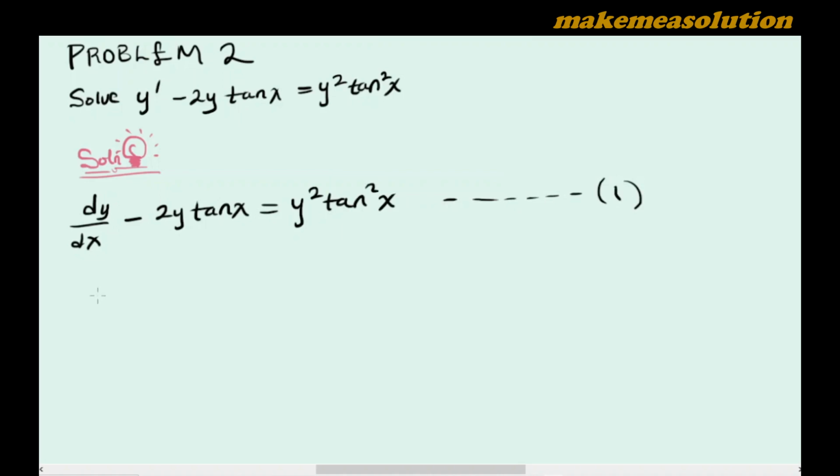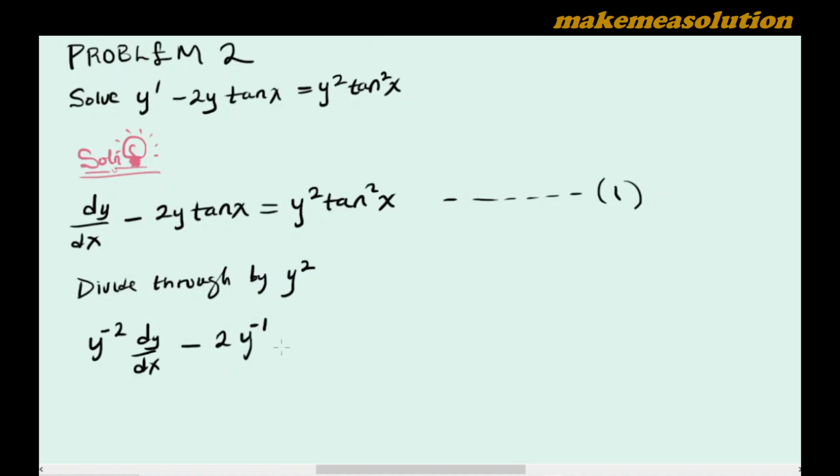So as usual, what's the first thing to do? You divide through. Since this is a Bernoulli problem, divide through by y squared. So dividing through by y squared, you have y to the minus 2 dy/dx, then minus 2. So y divided by y squared should give me y to the power of minus 1, times tan x. And y squared divided by y squared cancels out, leaving tan squared x. So this is equation 2.